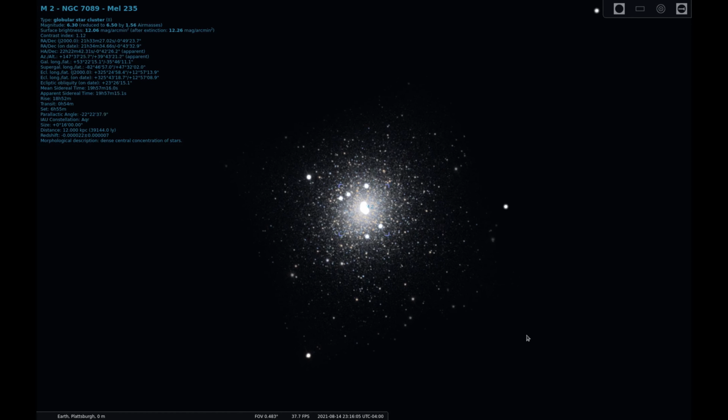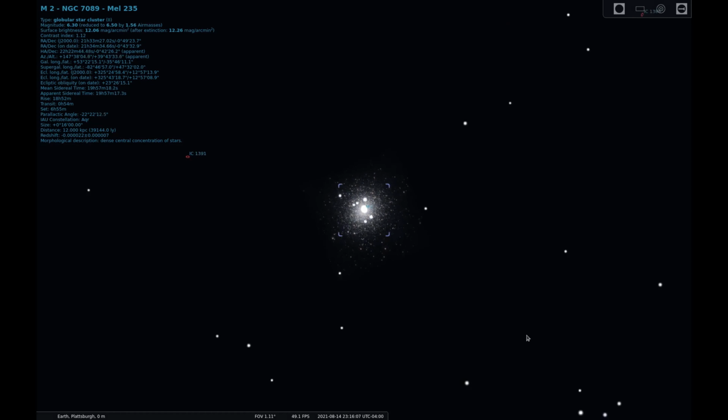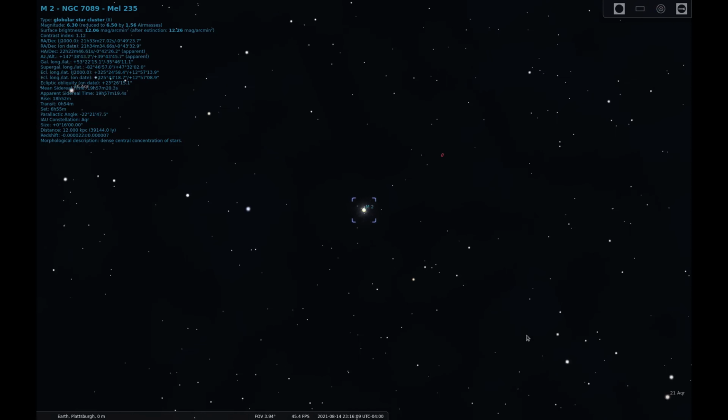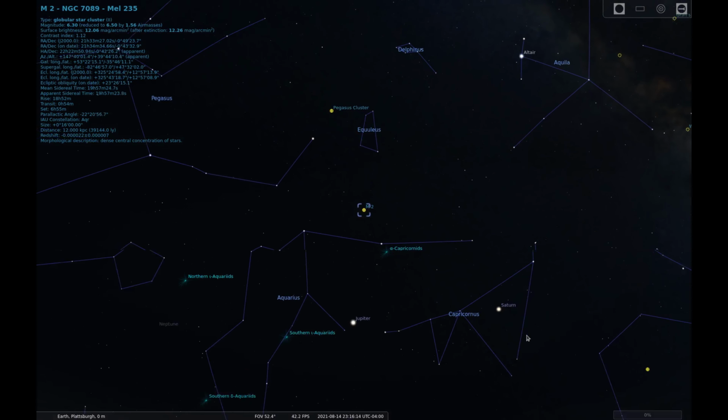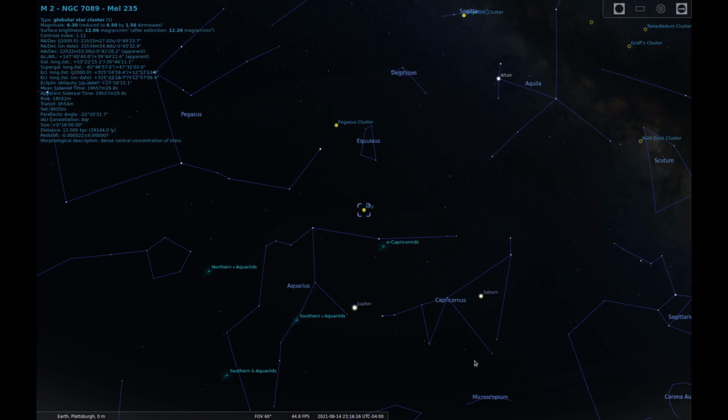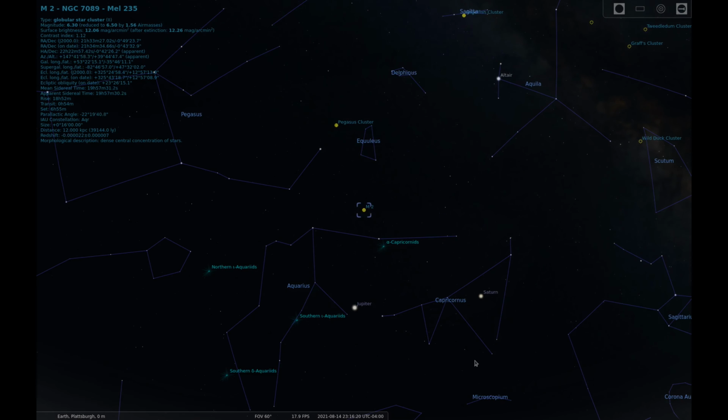Messier 2 is an old globular cluster associated with the Milky Way galaxy, with an estimated age of 13 billion years, meaning it formed when the universe was only 6% of its current age of 13.8 billion years. Now that we know where we're looking, let's get on with the sketch.